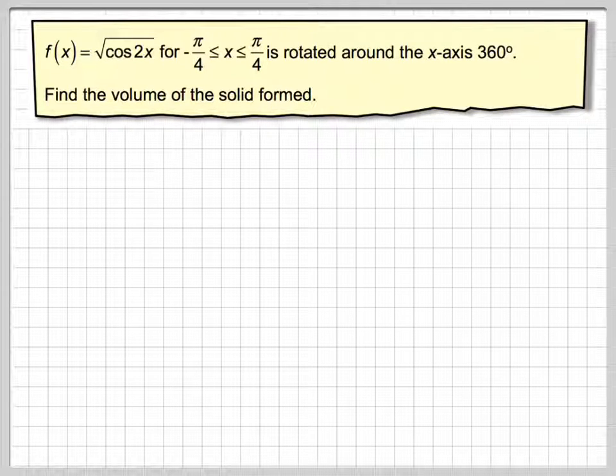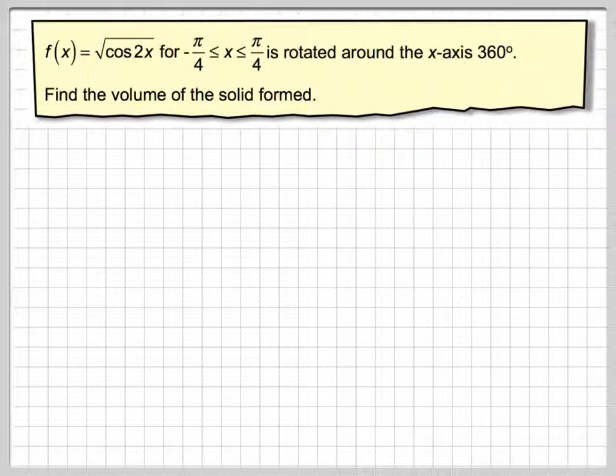Right, in this video we're going to look at rotating a function around the x-axis and getting this idea of a volume of revolution. Okay, so the question is: if f of x is equal to the square root of cos 2x, for x between minus pi by 4 and pi by 4, is rotated around the x-axis, find the volume of the solid formed.